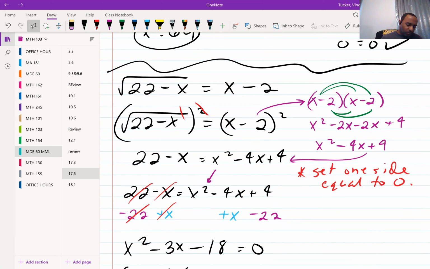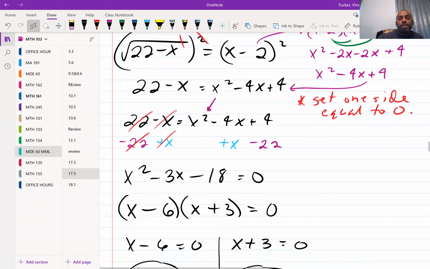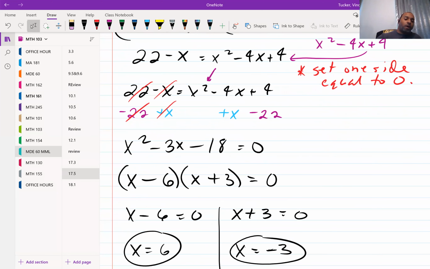All right. Once you're here, you can go ahead and factor, or use the quadratic formula. We haven't talked about the quadratic formula yet, we'll talk about that soon. Right now we're looking at factoring, which we have talked about. So factor that out to x minus 6 times x plus 3. Set each part equal to 0 and solve. Add 6 to both sides, giving x equal to 6. Subtract 3 from both sides, giving x equal to negative 3.